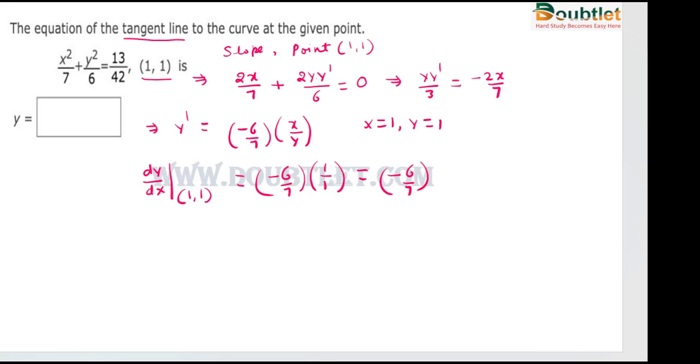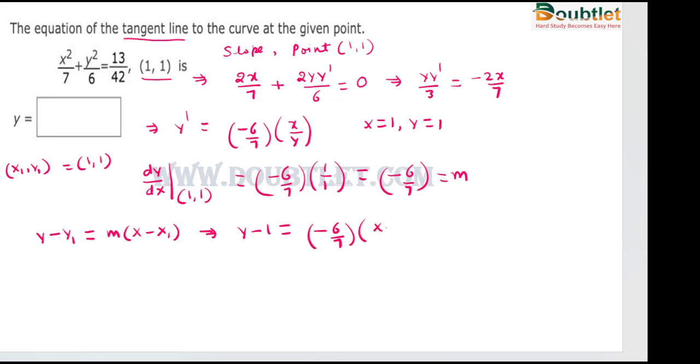So now we can easily obtain the equation of tangent line, that is point slope form. The equation of y minus y1 is equal to m multiplied by x minus x1. Here x1 y1 is the point P through which the tangent line passes. So if we replace the value, and this is the value of m. So if we replace the values in the equation, y minus 1 is equal to minus 6 divided by 7 multiplied by x minus 1.